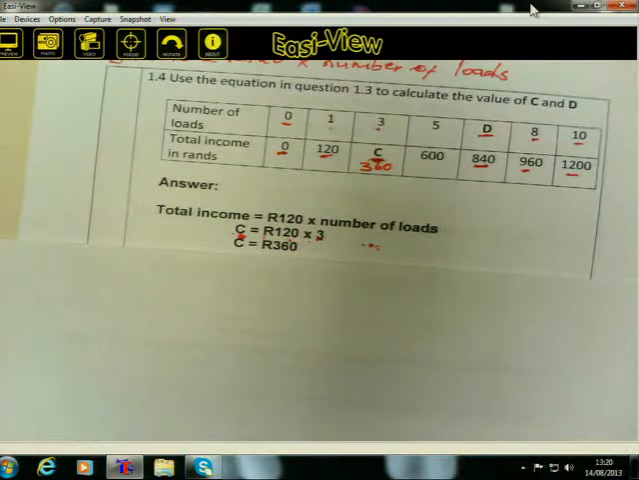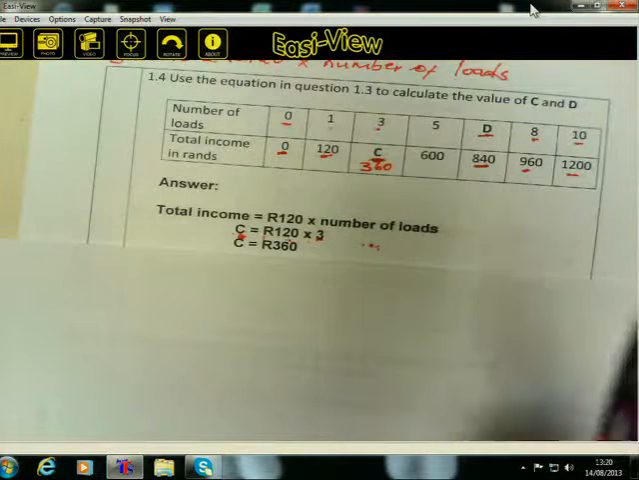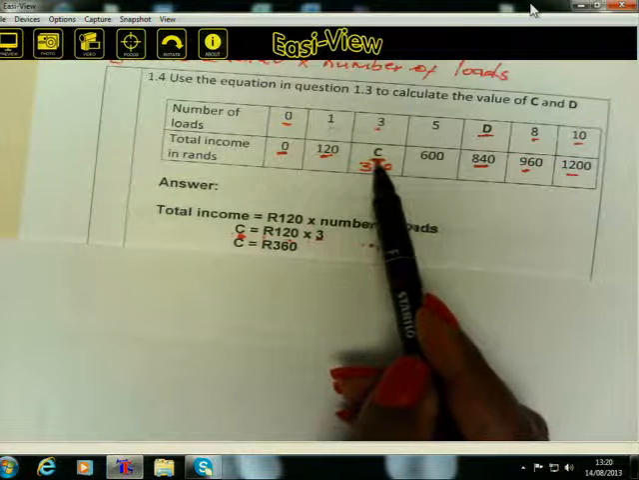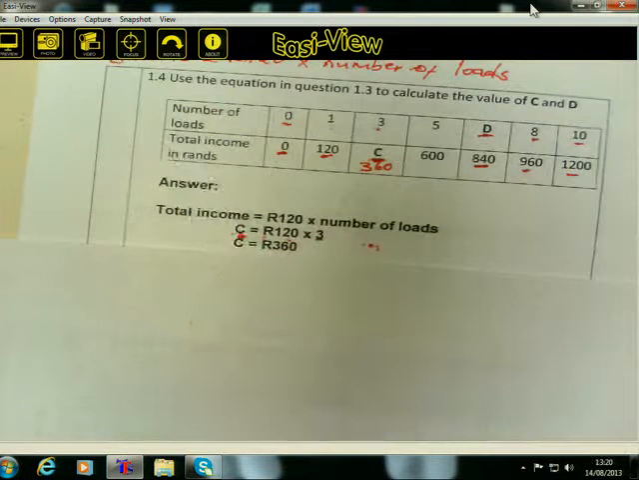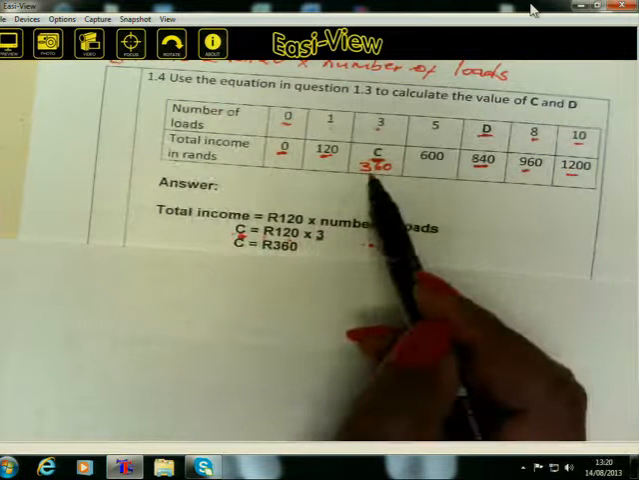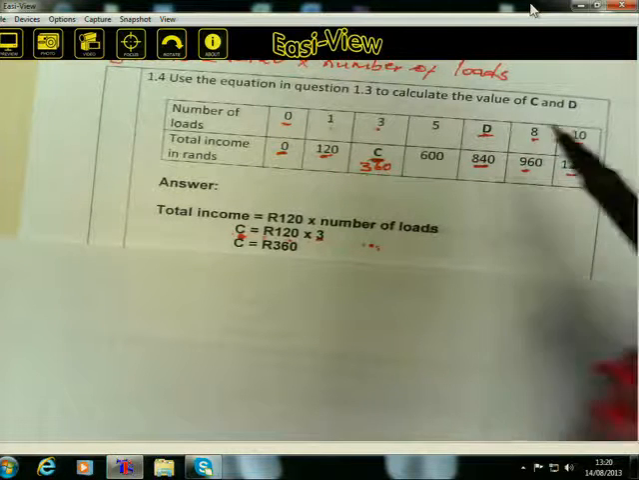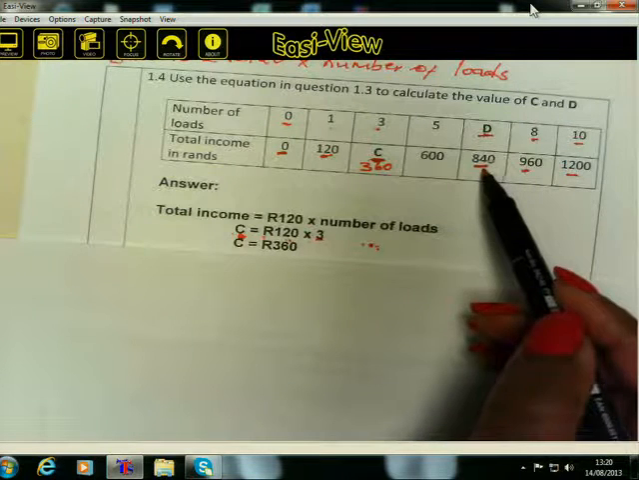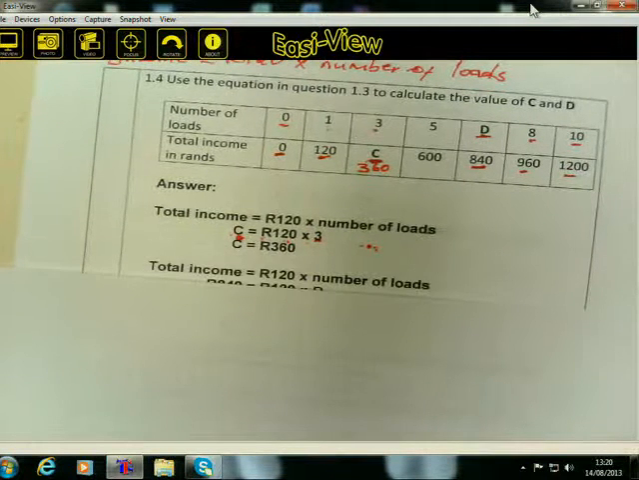Now, let's check for calculating D. Remember in the previous one when we were calculating the cost, the C and D were in the total cost. But this time, C is on the total income, but D is on the number of loads. In this case, we're no longer going to calculate the total income, but we are going to calculate the number of loads that will make Pakiso have an income of 840. Still going back to our formula.